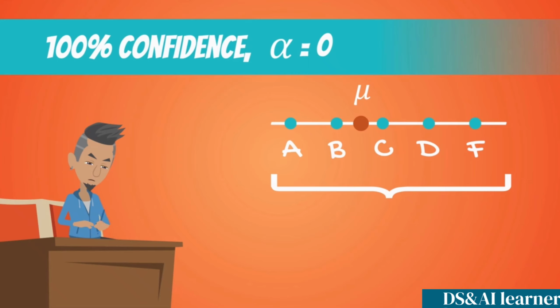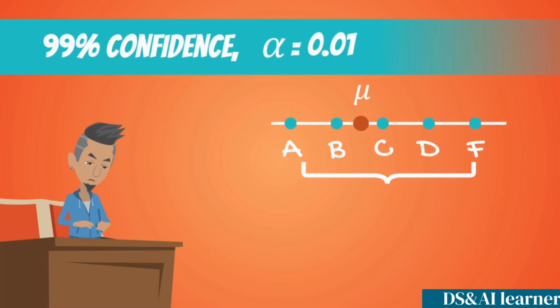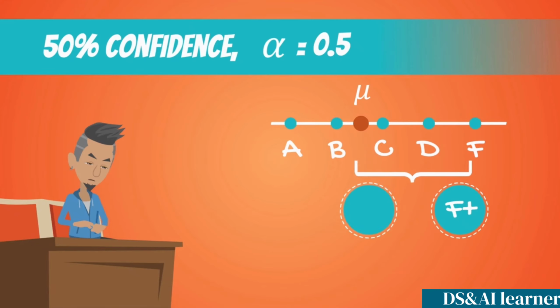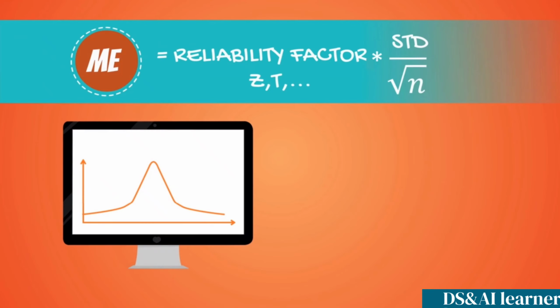Now, if we lower the confidence level to 99%, we may end up with a confidence interval from F plus to A minus. Remember the interpretation? In 99% of the cases, the population mean falls in the interval. So, with a 50% confidence level, in 50% of the cases, the true mean will fall in the specified interval. The only scenario under which this is possible is if the interval is narrower. Therefore, if the standard deviation and the sample size are kept constant, a lower confidence level will result in a narrower interval.